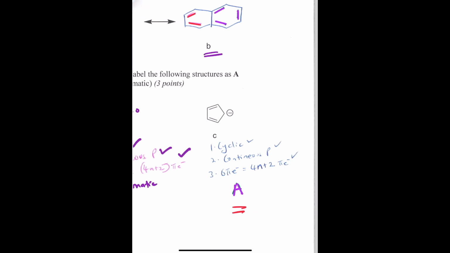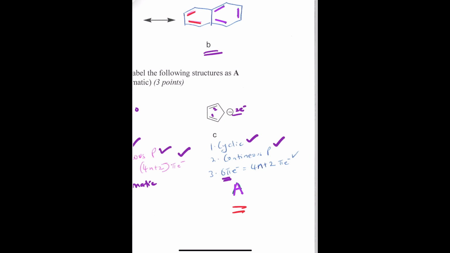Last structure, we can see that this structure is cyclic, yes. Number 2, it has continuous p because each corner has a double bond, or here it has a negative charge. That means 2 electrons on a p orbital. So you have a continuous overlap of p orbitals. And then lastly, count how many electrons are in the ring. We have 2, 2, and negative charge is also 2 electrons, so that gives you a total of 6 pi electrons, and therefore that satisfies the 4n plus 2 pi electrons, and this structure is also aromatic. Aromatic structures are very stable. They are planar, that means they are flat.